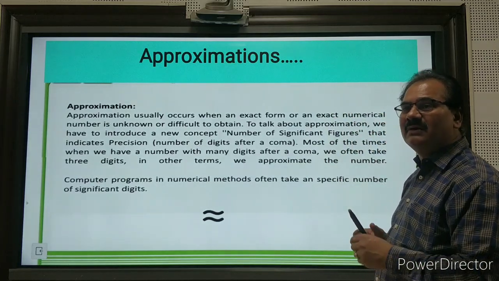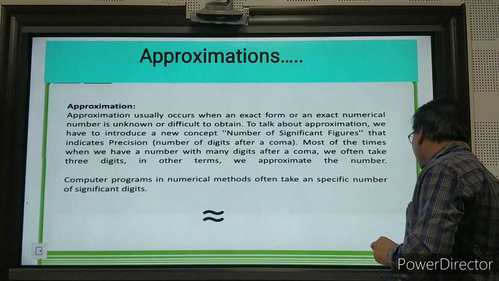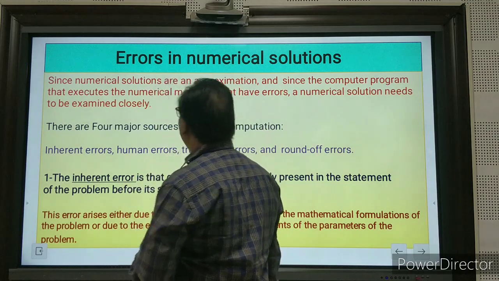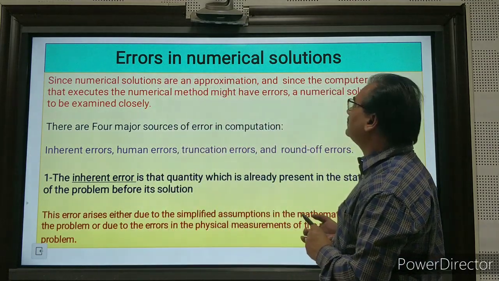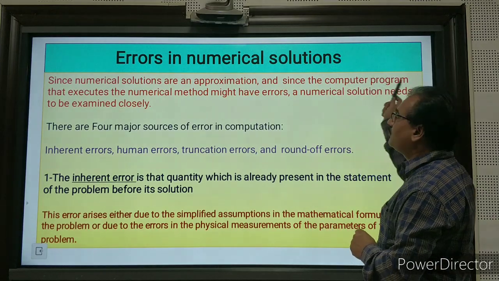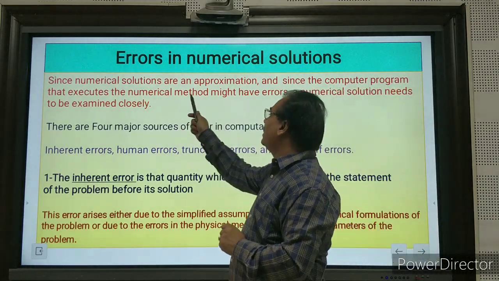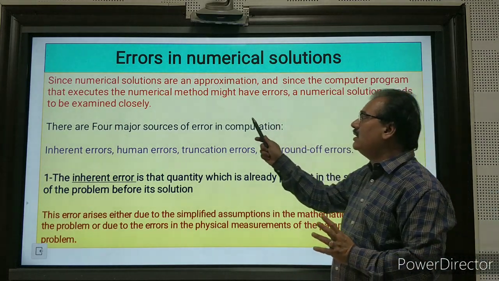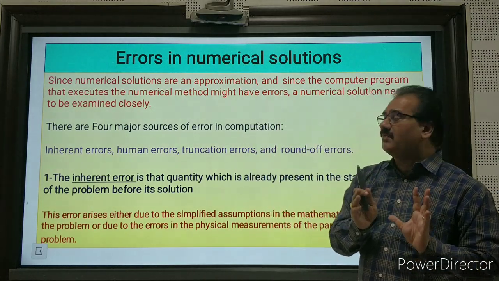तो ऐसे सारे नंबर्स के लिए हमारी प्रोग्रामिंग में भी we have to give the instruction, and then only you will get the proper result. So errors in numerical solution means, since numerical solutions are an approximation, and since the computer program that executes the numerical method might have errors, a numerical solution needs to be examined closely. So this is the purpose.